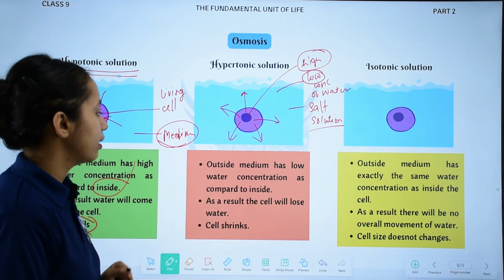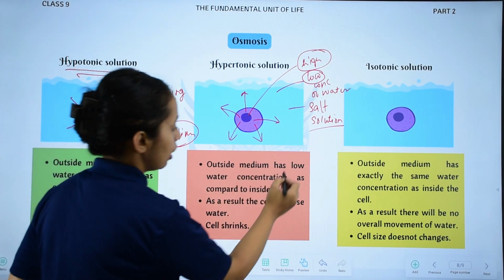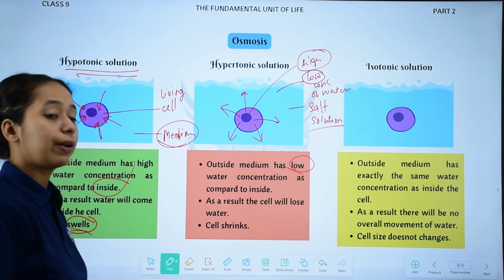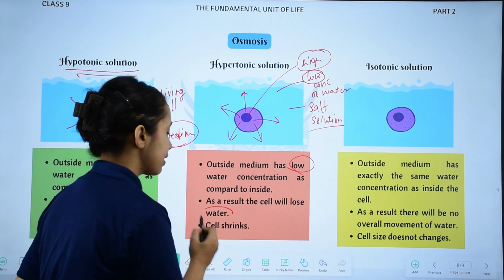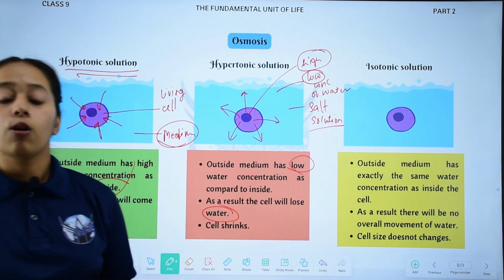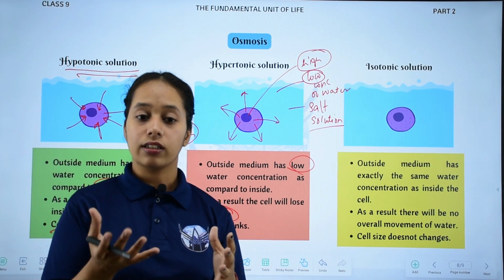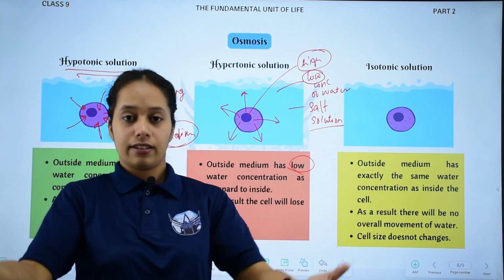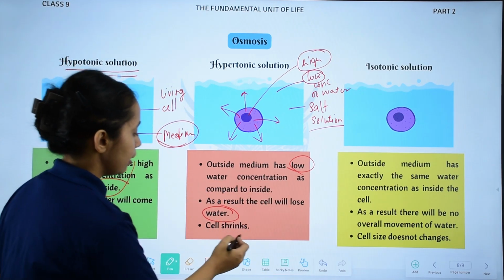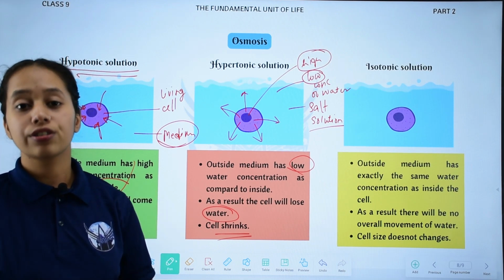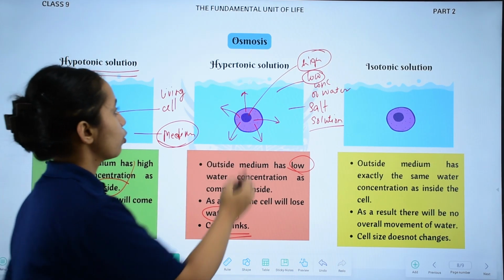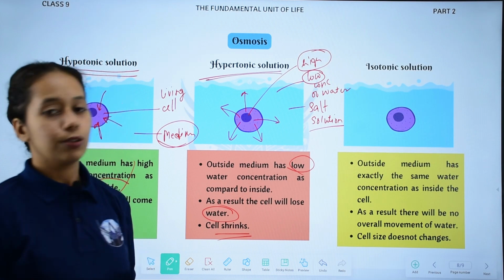Let us look into the theory. Outside medium has low water concentration as compared to inside. Okay. As a result, the cell will lose water, or the plasma membrane will allow water from inside the cell to move outside the cell. Okay. The cell will shrink, and this type of solution is known as a hypertonic solution.